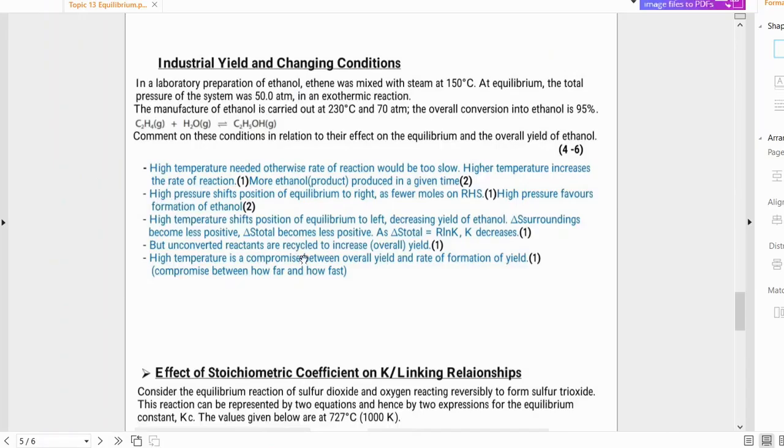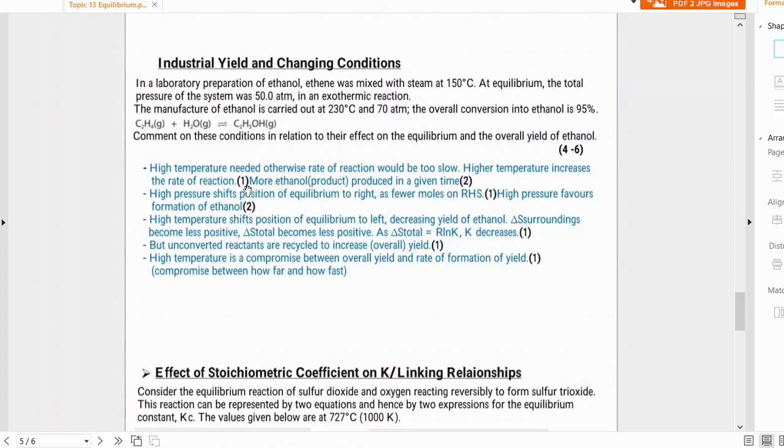So we are back. So these are the marking points. High temperature is needed, otherwise the rate of reaction would be too slow. Higher temperatures increase the rate of reaction. Just saying that high temperature increases the rate of reaction is not enough for a 5-6 mark question. You have to also reason like this: why is high temperature needed, and why is low temperature not needed or not enough? Both why and that. So answer like that.